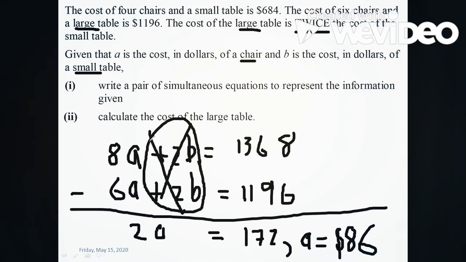What the question says, calculate the cost of a what? A large table. Alright, but remember we said that a large table is twice the cost of a small table, and a small table is represented by b. So what we need to do is find b and then multiply by 2, then we'll get the cost of the large table.